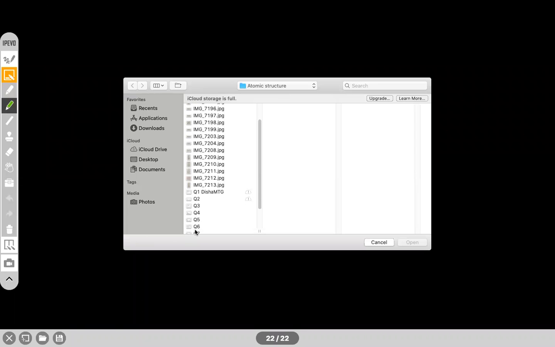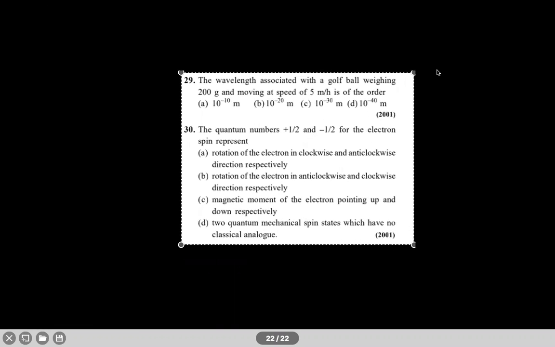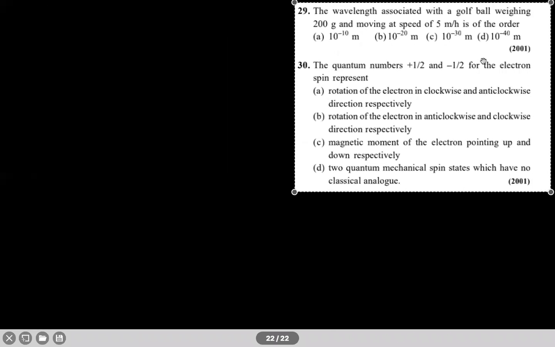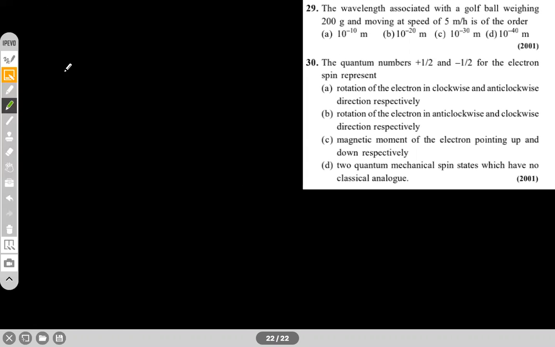Okay, the next one you see. The wavelength associated with a golf ball weighing this much gram, moving at a speed of 5 meter per hour, is of the order.